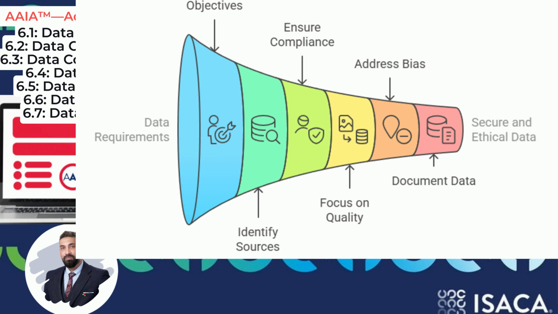Strive for representative data that accurately reflects the diversity of the population or context the AI will operate in. This often involves targeted efforts to collect data from underrepresented groups. Consider data volume and sufficiency. While quality is key, AI models, especially deep learning models, often require a significant volume of data to learn effectively. Assess whether you have or can collect enough data for the task at hand.